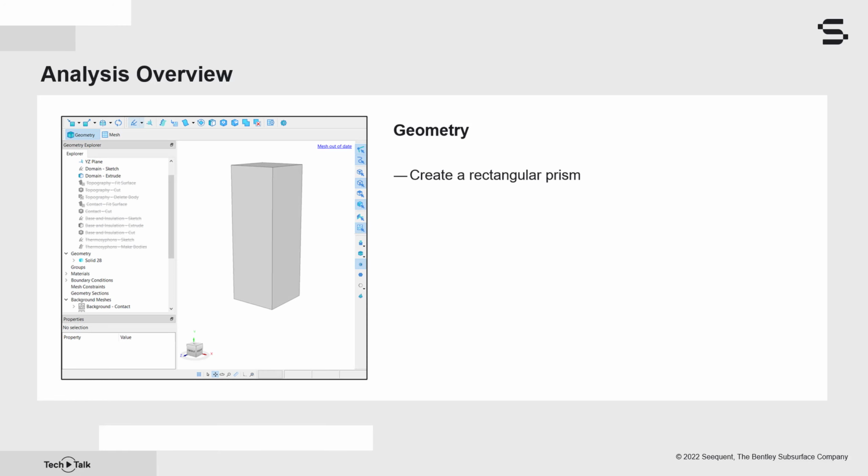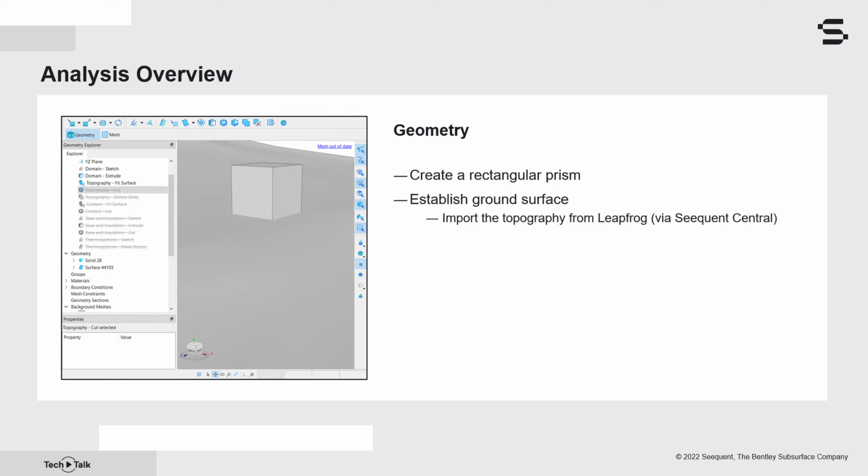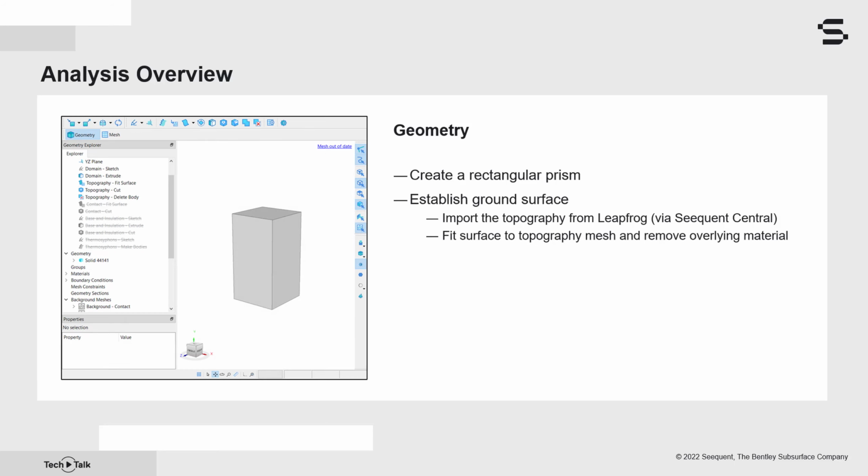First, I will create a rectangular prism using the Sketch and Extrude tools. To establish the ground surface, I will first import the topographic surface from my Leapfrog model. To do this, I use the Import Background Mesh option and select my Leapfrog file from the central server. I will then fit a 3D surface to the imported background mesh and use this surface to cut and remove the portion of the rectangular prism above the ground surface. We now have our overall model domain.